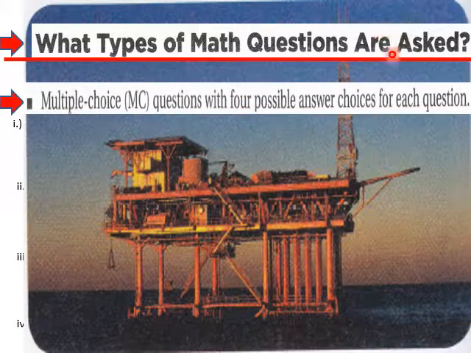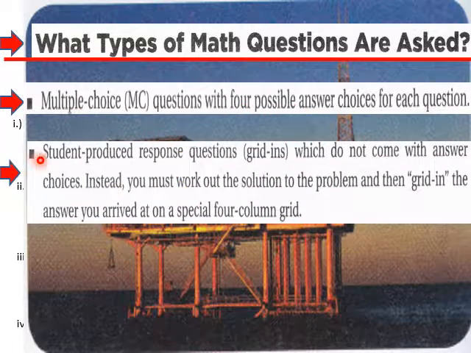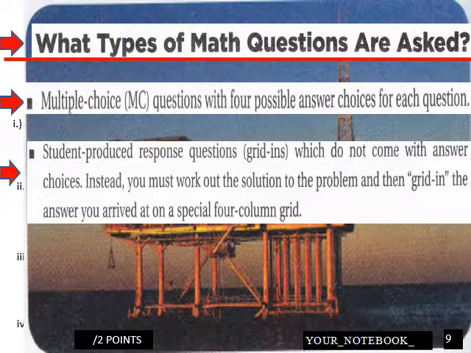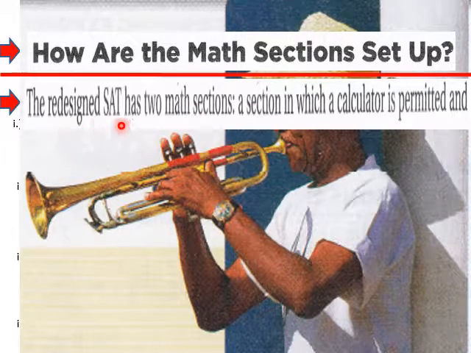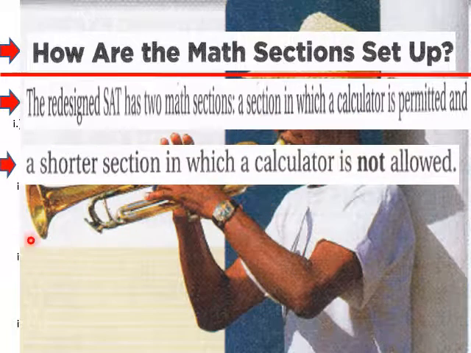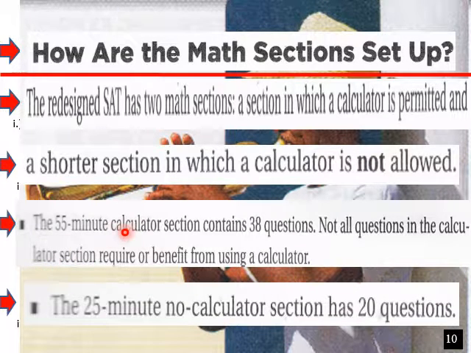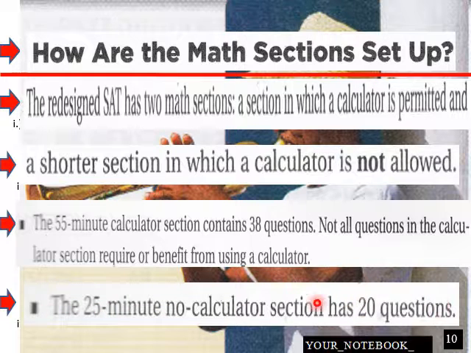What types of math questions are asked? Multiple choice with 4 possible choices, and student-produced response questions, grid-ins. We'll get into grid-ins. How are the math sections set up? The redesigned SAT has 2 math sections, a section in which a calculator is permitted, and a shorter section in which a calculator is not allowed. The 55-minute calc section contains 38 questions. The 25-minute no calc section has 20 questions.